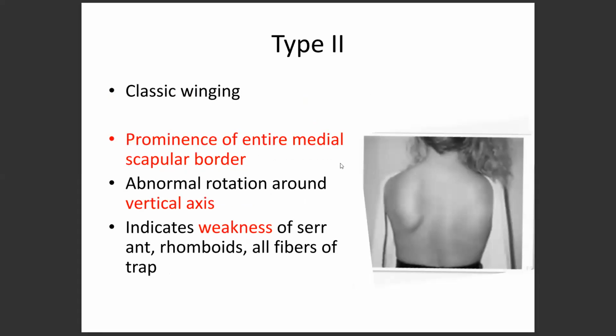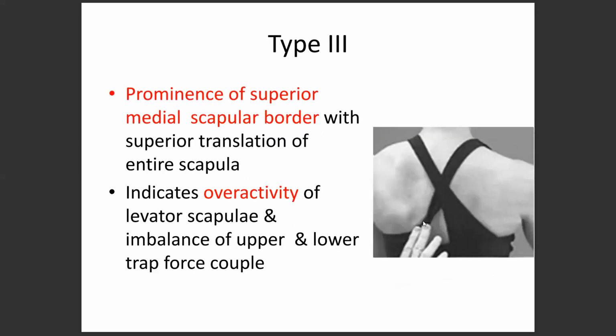In the type 2, this is the most common case. That's why it is also known as the classic winging. And there is prominency of the entire medial scapular border, abnormal rotation around the vertical axis, and it indicates weakness of the serratus anterior, rhomboids, and all fibers of the trapezius, including the upper, middle, and the lower trapezius.